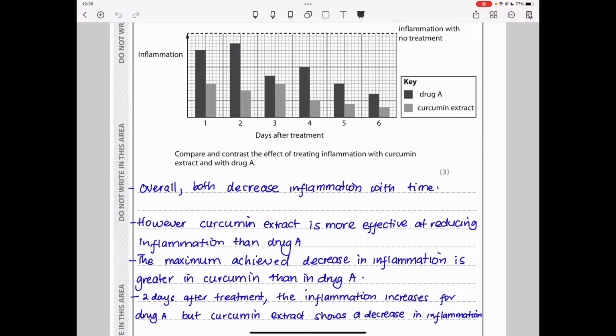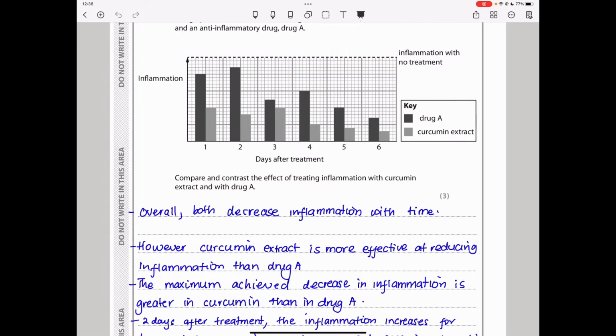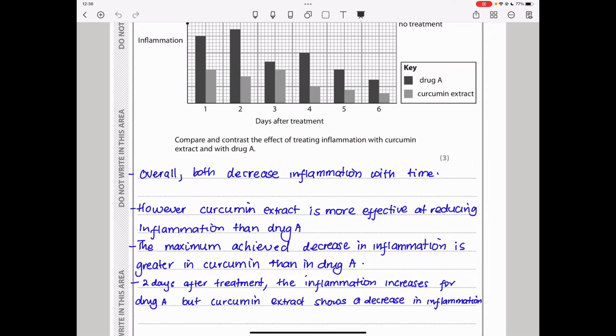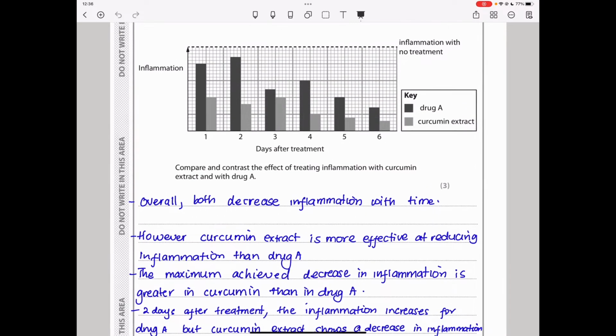So I began with a similarity. Overall, both decrease inflammation with time. This one doesn't matter even if there is a slight increase here. Usually when they ask you to talk about similarities and differences, you can look at the bigger picture, the beginning and the end. We can see there is a general decrease for both substances used in this treatment. Then the next part, I say, however, curcumin extract is more effective at reducing inflammation than drug A.